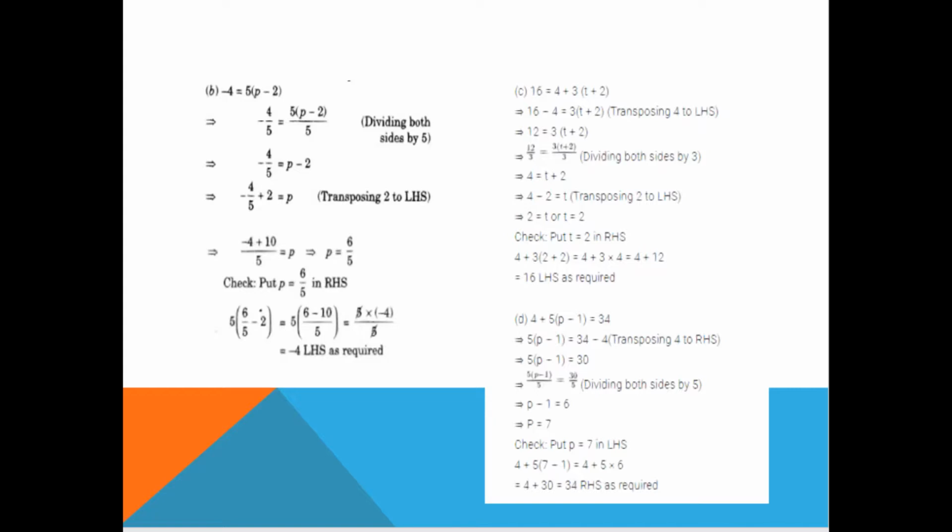So putting p is equal to 7 in your LHS for checking the answer, 4 plus 5 into (7 minus 1). So it will become 4 plus 5 into 6, 4 plus 30 is equal to 34, which is right hand side. Moving to E part is the same.